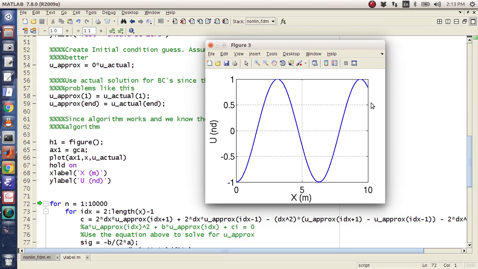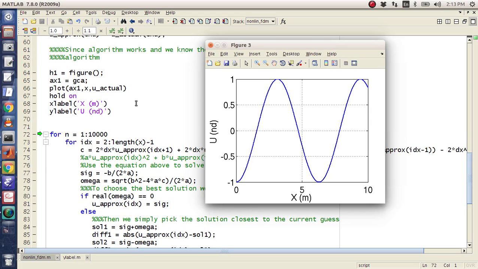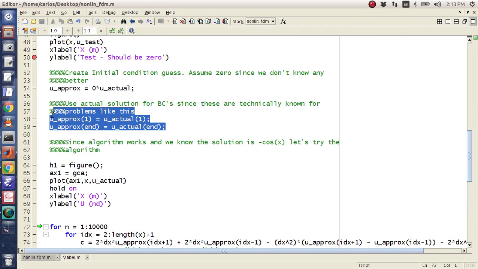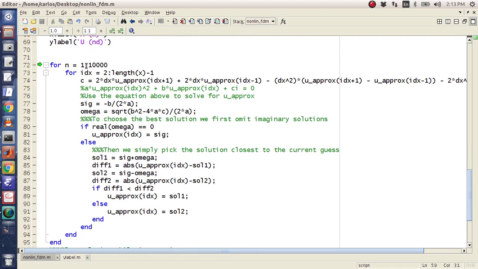So here is the actual solution to U of x. And then my idea is to get U approx. Here's where I make the boundary conditions. So in here I just make a copy U approx, and then I save the boundary conditions. And then I iterate 10,000 times, and what I'm trying to do is this simple fixed iteration thing, where essentially I have a of ui squared plus b ui plus ci equals 0, and then I use the equation above to solve for U approx.